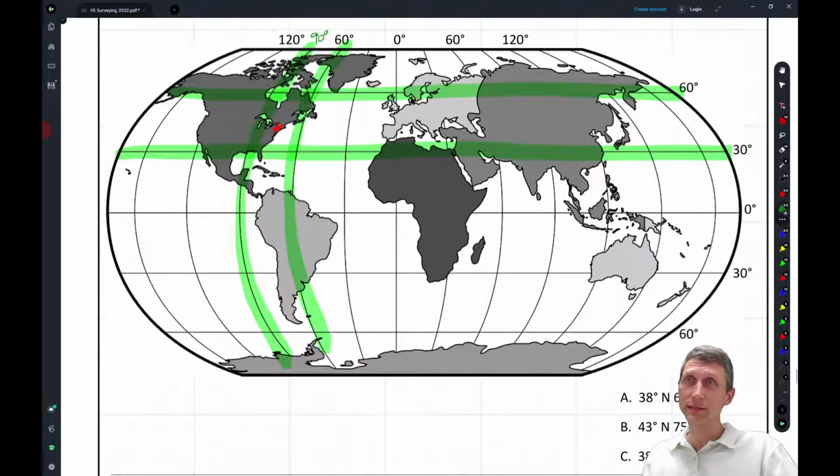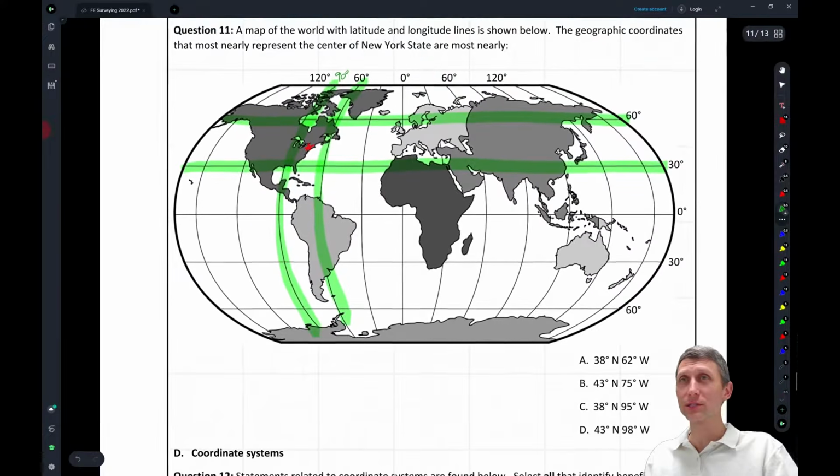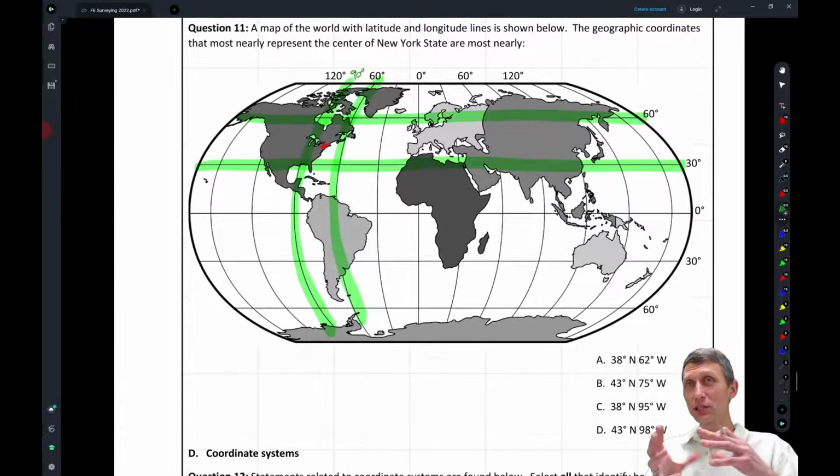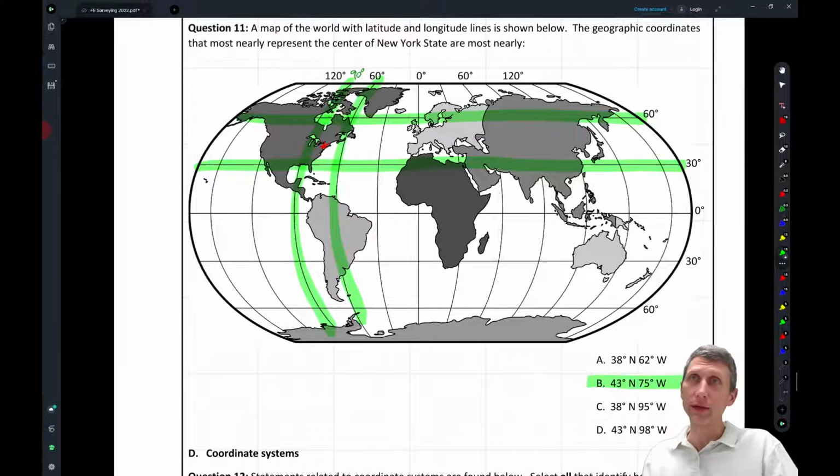You know, is something this easy going to be on the test? Probably not, but I wanted to introduce this just because the geographic coordinate system of latitude and longitude is the most basic. And then it gets more complicated. But where are we? We're kind of halfway between the 60 and 90, so that's going to put us, I would say, like 43, 75. Okay, so 43 degrees north, 75 degrees west, right?